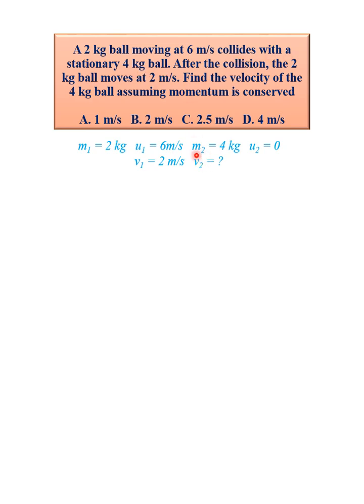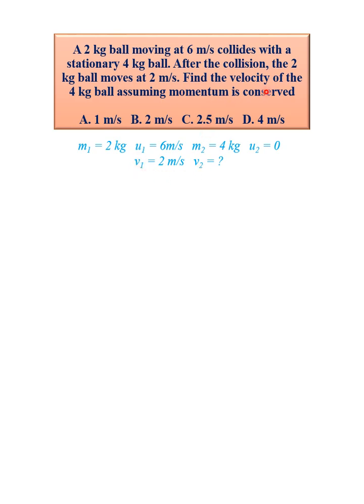The second mass, m2, is 4 kg and it is stationary. It means its initial speed, u2, is 0. After the collision, the 2 kg ball moves at 2 meters per second. Remember, the 2 kg ball is m1, so its final velocity after the collision is now 2 meters per second. Let's call it v1. U for initial, V for final.